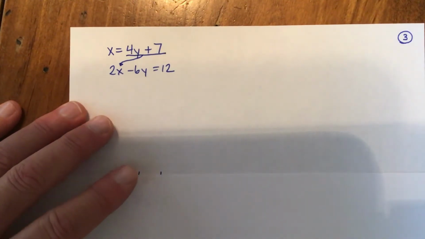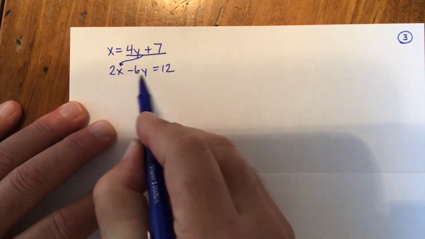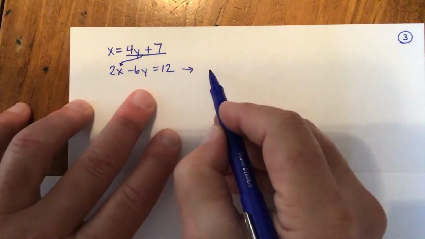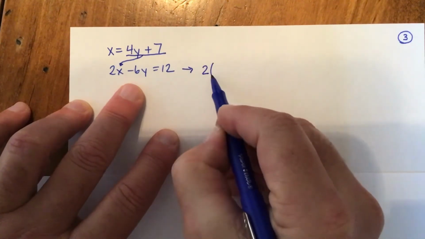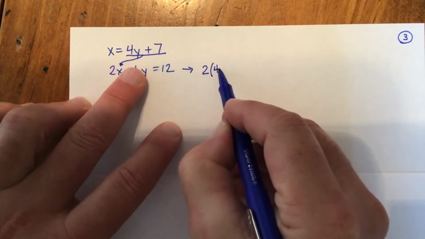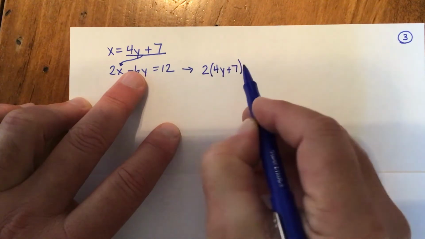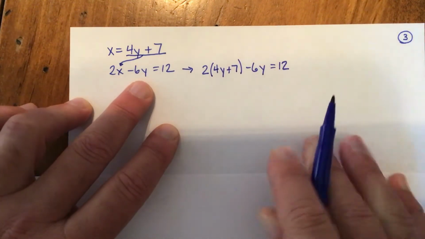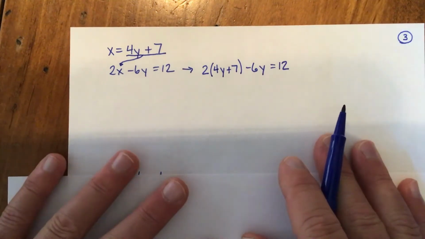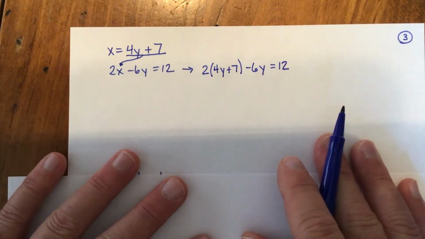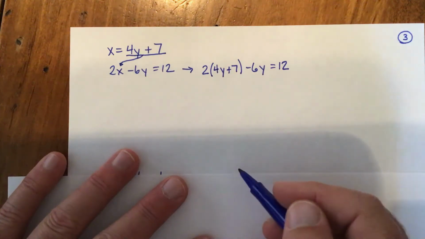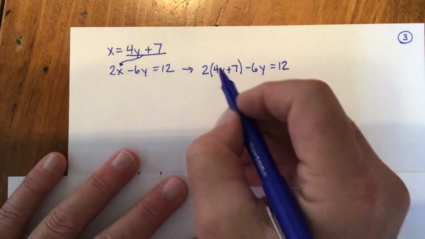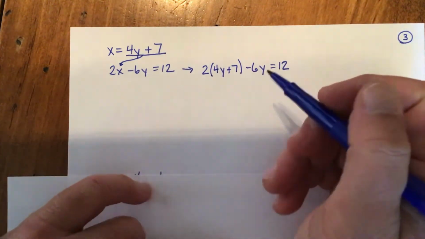So I'm going to substitute that in. That means this new equation is written as 2 times this expression, 4y plus 7, minus the 6y is equal to 12. Now, I know some of you out there think, I can do this in my head. You've got to get over that. You've got to write this down. That way you can see all the steps, because there's going to be multiple steps.